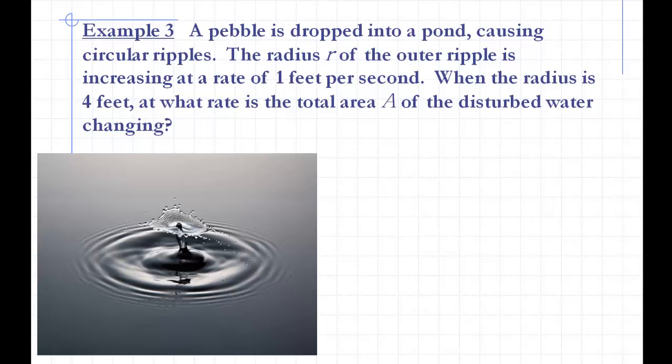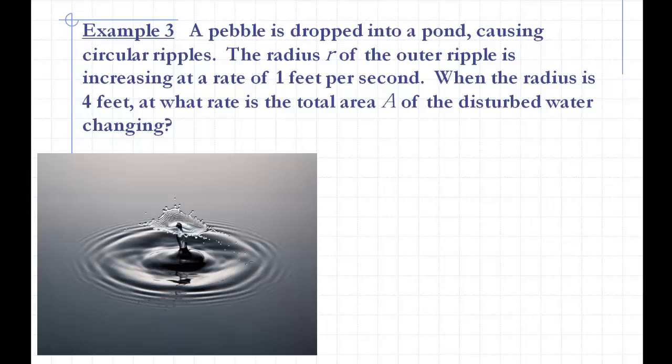If you drop it the right way into a calm pond, the ripples will form circles. The radius, let's call it R, of one of the ripples is increasing at a rate of 1 foot per second. When the radius is 4 feet, at what rate is the total area of the disturbed water changing?